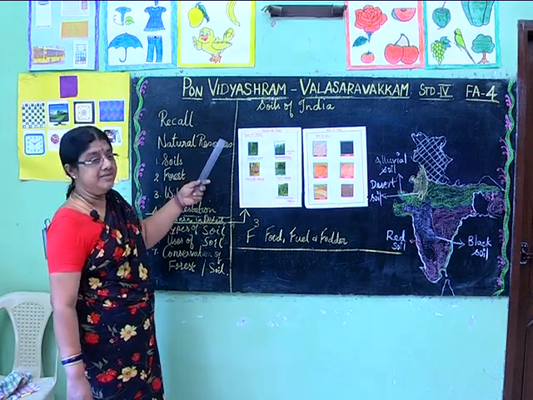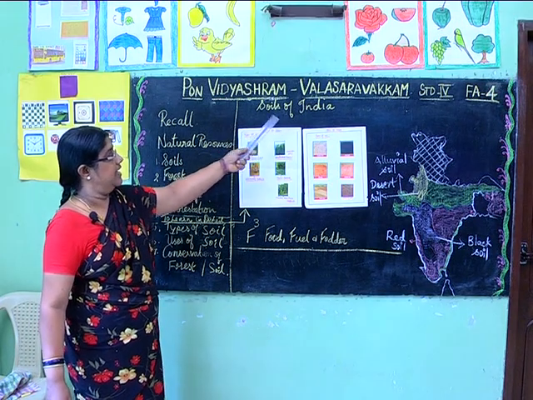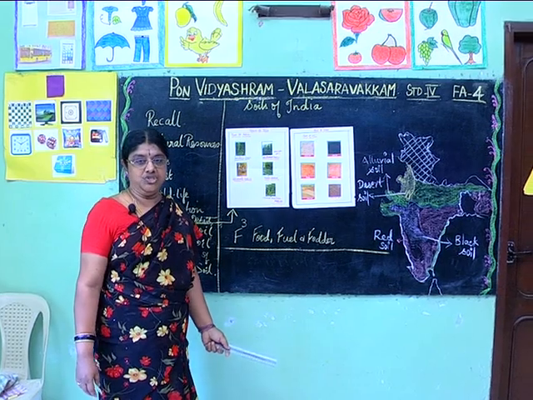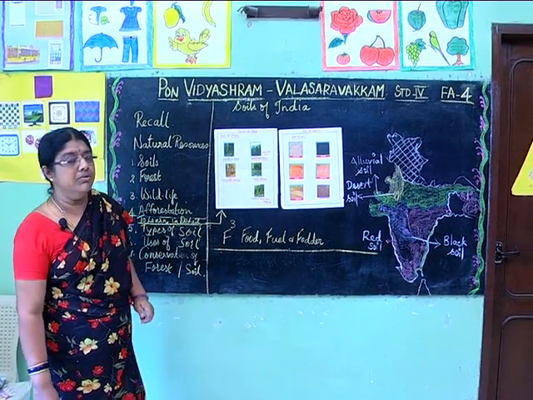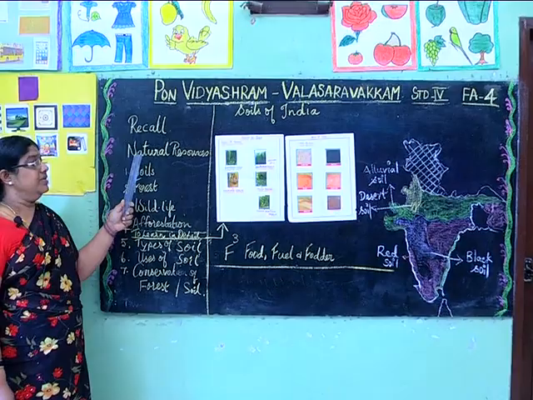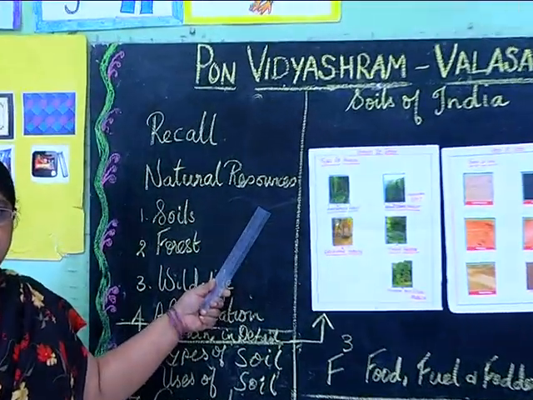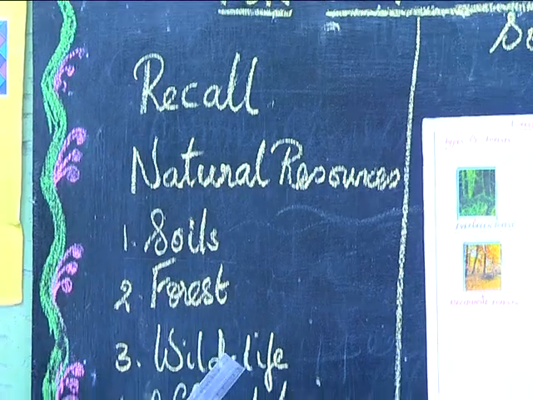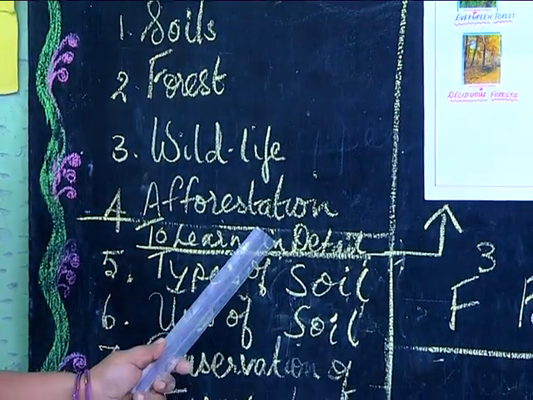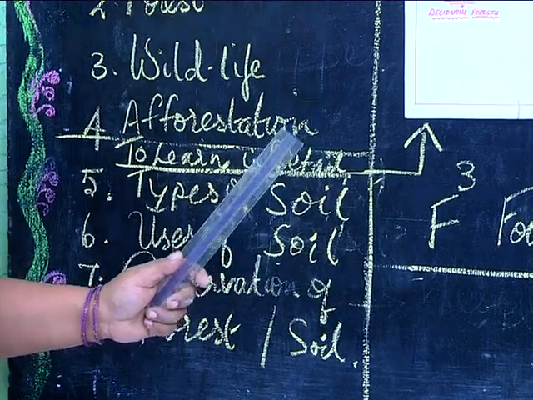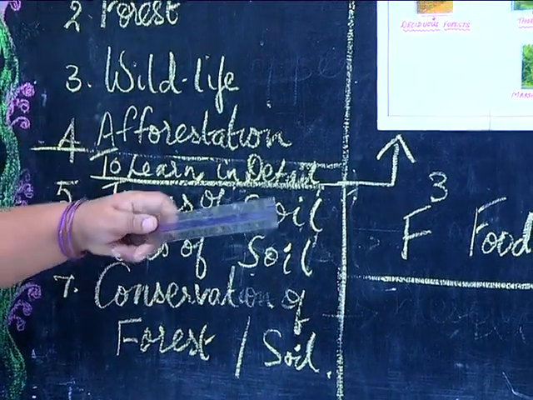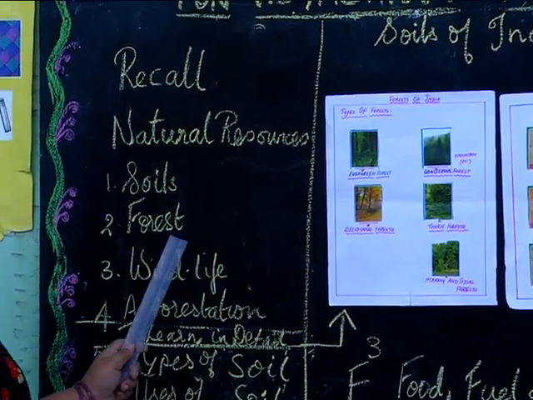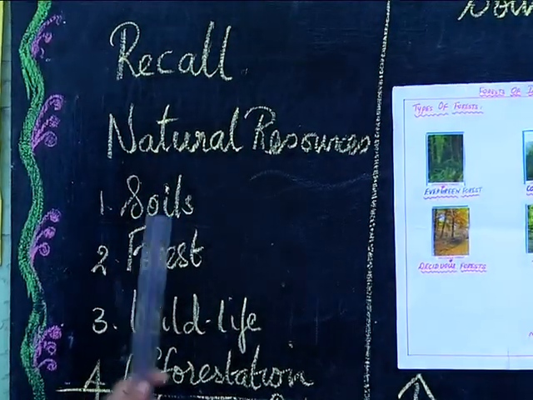We are going to learn Soils of India under Social Studies 4th Standard FA4 portion. You already know and you have learnt about natural resources and you are familiar with the terms soil, forest, wildlife, afforestation and so on. Now we are going a little bit in depth on all these aspects. Now let us talk about soil.